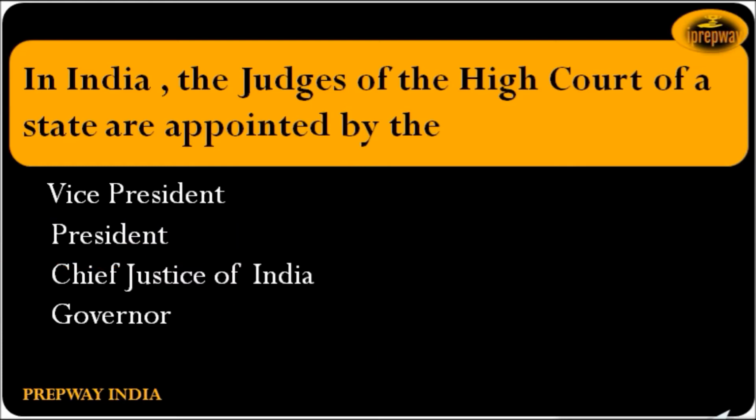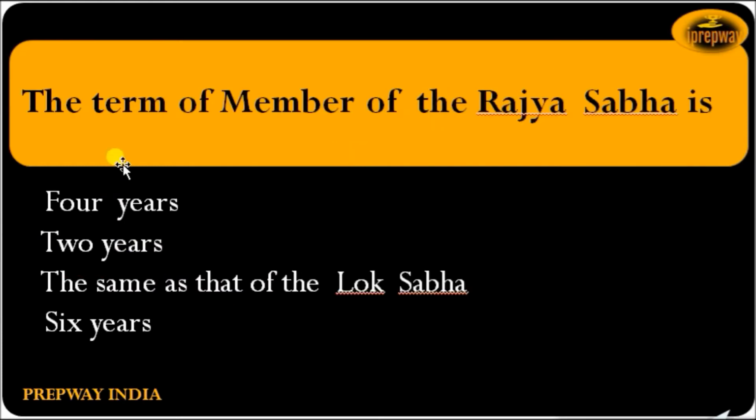Now the third question: the term of a member of Rajya Sabha is what? First option is 4 years, second option is 2 years, third option is the same as that of the Lok Sabha, and the fourth option is 6 years. So what is the correct answer? The term of a member of the Rajya Sabha is 6 years. So please note that 6 years is the term.